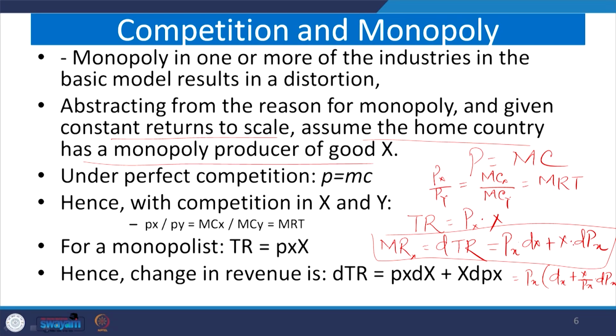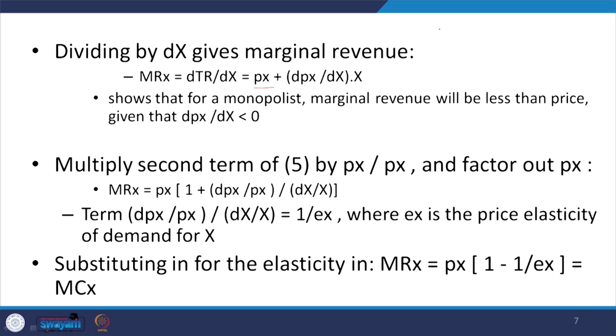Let us write it down again in the next slide. We said TR is equal to Px into x. Now, dTR is equal to MRx, the marginal revenue of x, which is equal to Px into dx plus x into dPx. This is what we have said. Now, let us divide it by dx to arrive at the conclusion. So, it is Px plus x into dPx divided by dx.